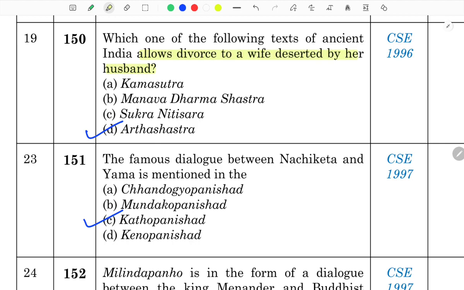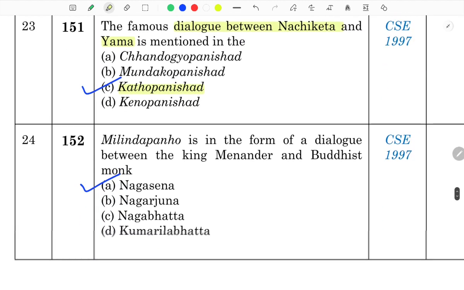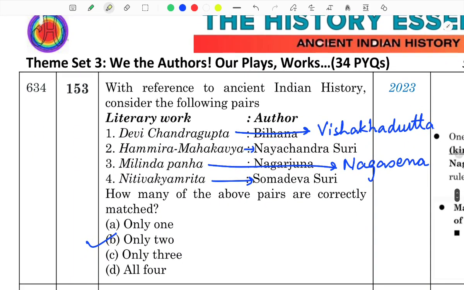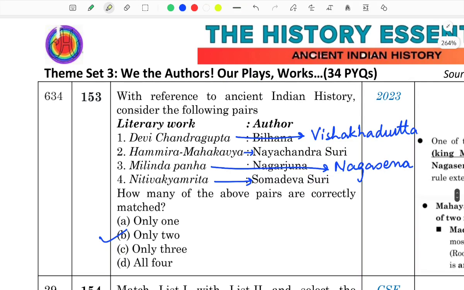We have seen this. The famous dialogue between Nachiketa and Yama mentioned in Kathopanishad. Okay, a dialogue between Nachiketa and Yama. Milindapanho is in the form of a dialogue between the king Menander and Buddhist monk Nagasena. This Milindapanho appeared in your 2023 prelims also, as we can see in this question of 2023, for literary work and their author.